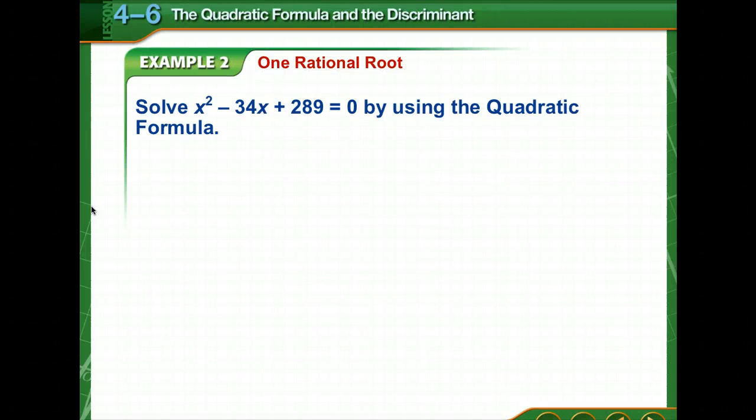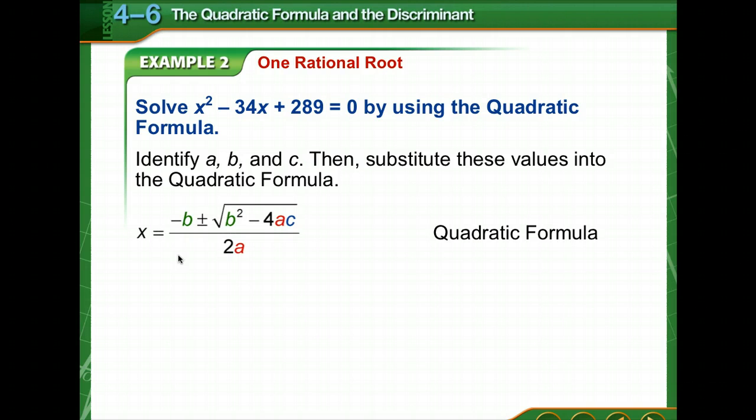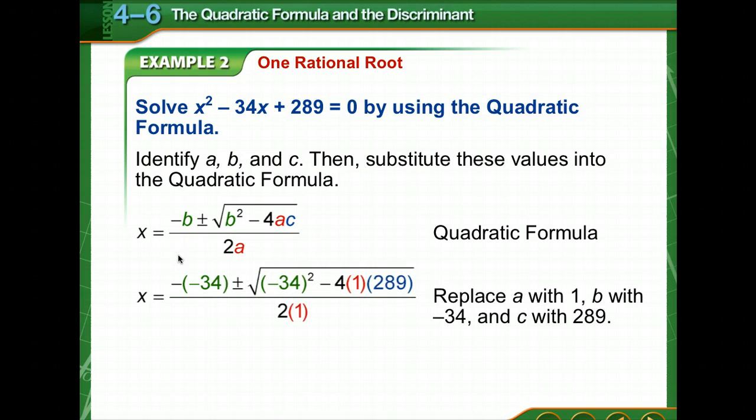When the value of the radicand in the quadratic formula is 0, the quadratic equation has exactly one rational root. So what does this look like? First of all, we need to identify a, b, and c, substitute into the quadratic formula, and then simplify.